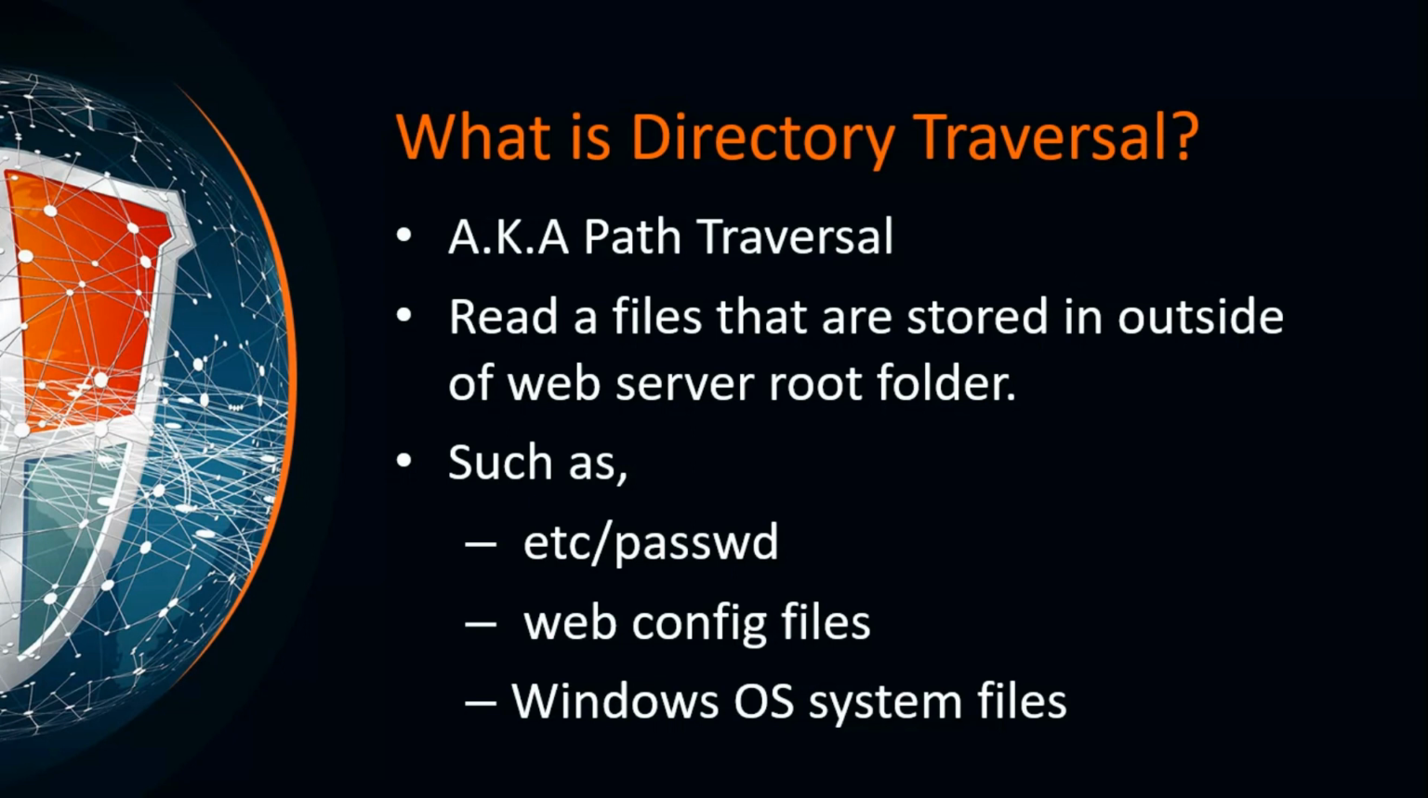Firstly, what is directory traversal? Directory traversal is also known as a path traversal vulnerability. In this type of attack, an attacker is able to read files that are stored outside the web root folder, such as the /etc/passwd file, web.config file, or any personal file that should not be accessible from the web application. In a Linux system, the web root folder is /var/www, and in a Windows system, it is the IIS server web root folder.